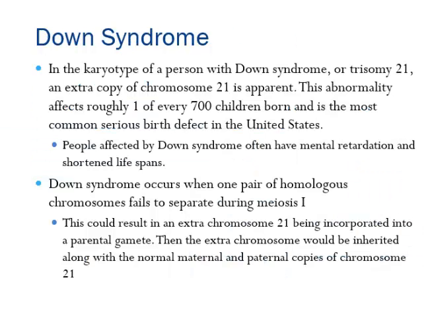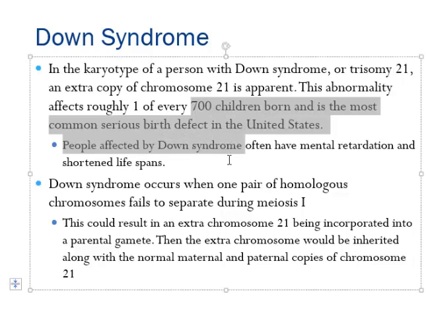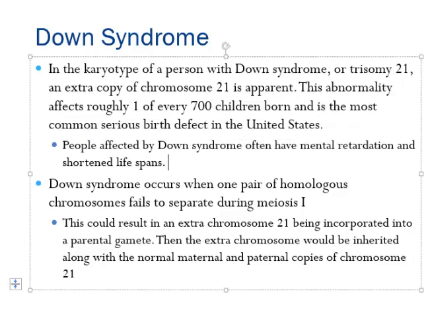One very famous example is the example of Down syndrome. Down syndrome is, as we discussed before, there are 23 pairs of chromosomes, and Down syndrome occurs when through some sort of a problem with the reproductive process in meiosis, an extra copy of chromosome 21 is there, and it affects about 1 in every 700 people, and people who are affected by Down syndrome very often have mental retardation problems and shortened lifespans. This happens when one pair of chromosomes fails to separate during meiosis.